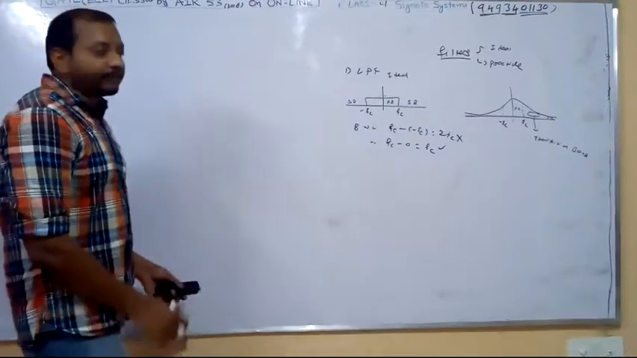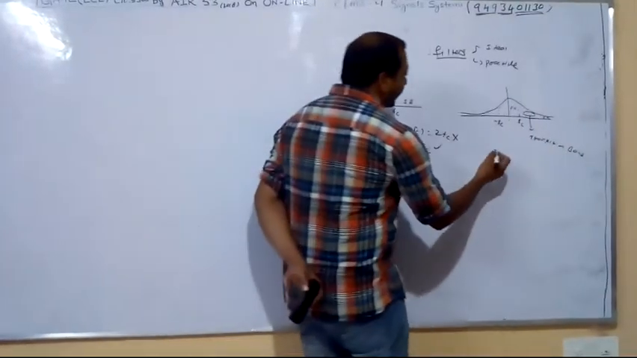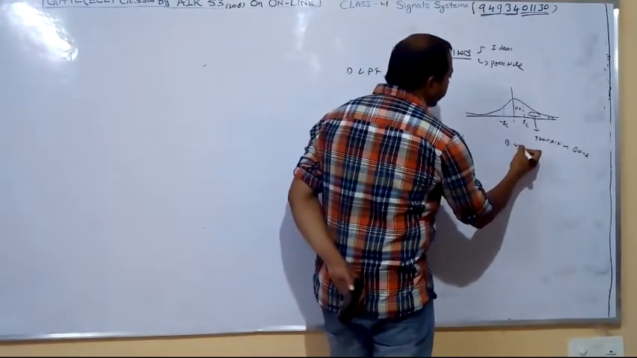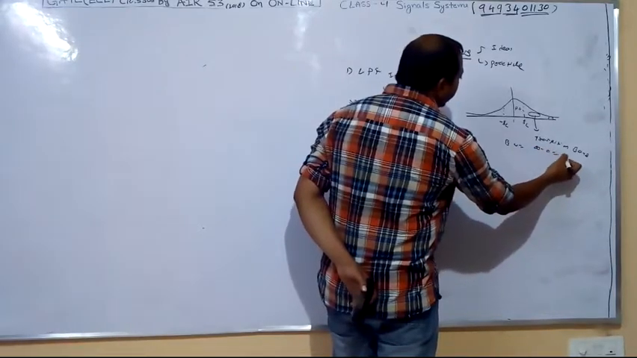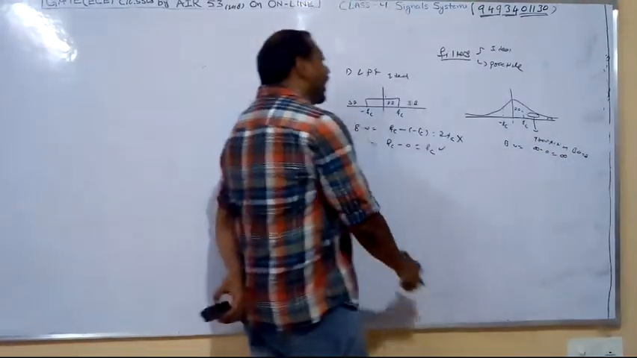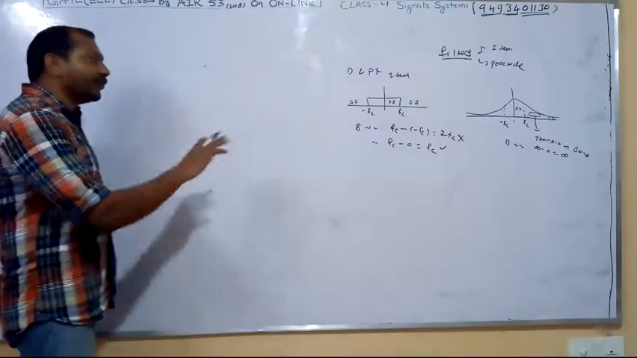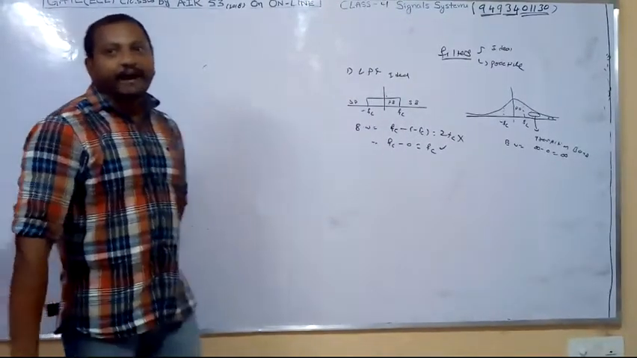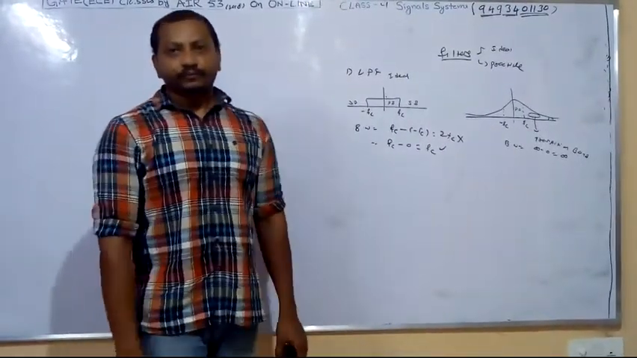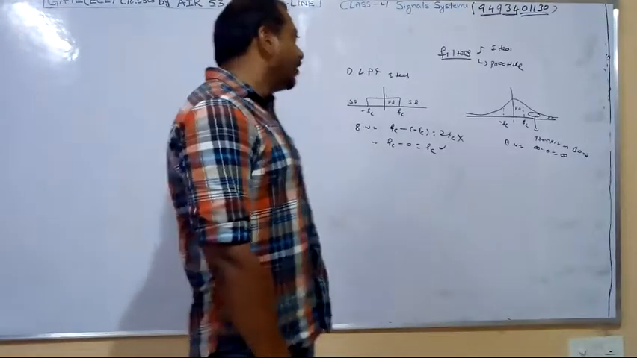What is the bandwidth of this signal? The ideal bandwidth of the signal is equal to infinity minus 0, which is equal to infinity. And in that case, we will consider the 3 dB bandwidth for calculation of the bandwidth.